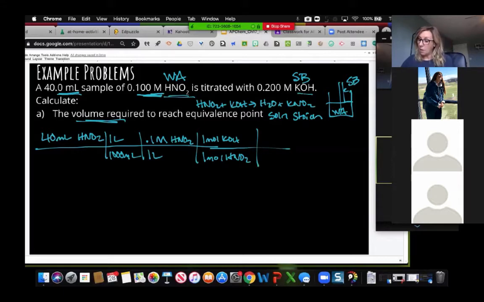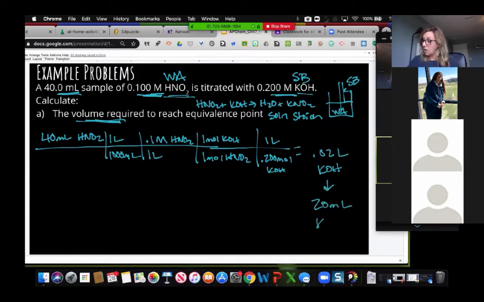Then I want to know what is my volume. So I have a concentration of KOH, so 0.2 moles of KOH per 1 liter would give me 0.02 liters of KOH, which you could then, if you want, change to milliliters, because usually when you're doing these titrations, you're measuring in milliliters. So you don't have to change it, but you can. That sometimes will make a little more sense. So 20 milliliters of KOH is required to reach the equivalence point.